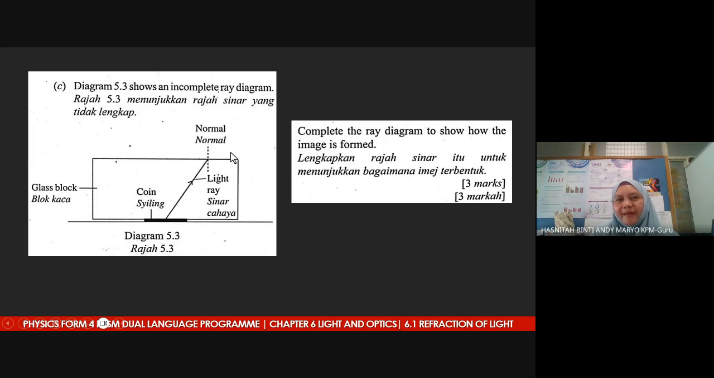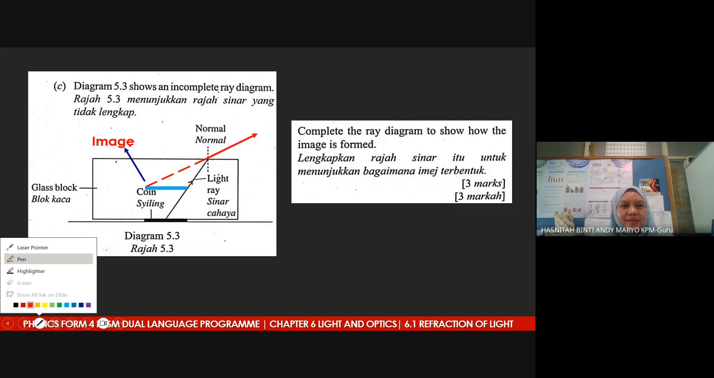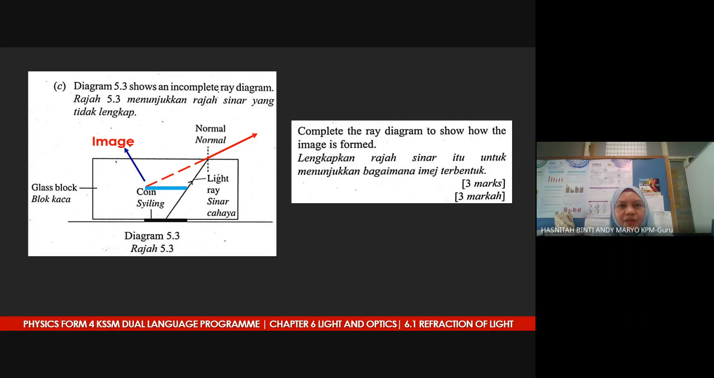What happened to the light? Refract away or refract towards the normal? From glass block to air, from optically denser to less optically dense, so it will refract, yes, very good, away from the normal. So you show the light refracting away from the normal, where the angle of refraction is greater. So this is our angle of refraction. It should be greater than the angle of incidence here.